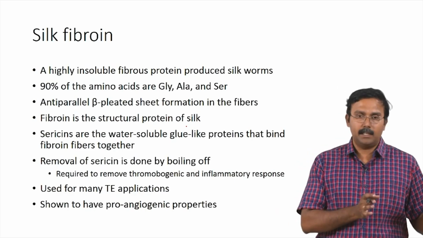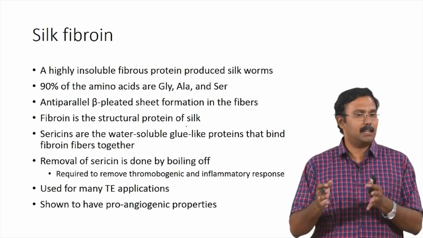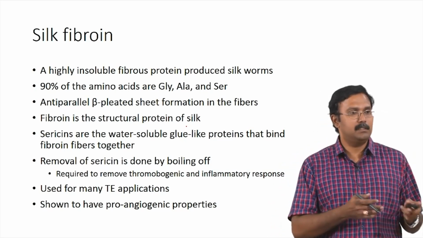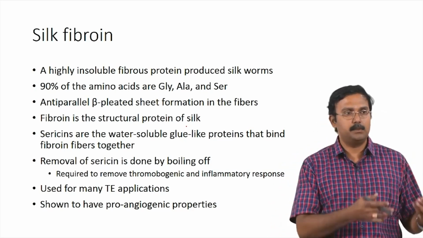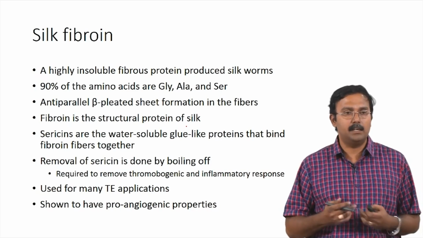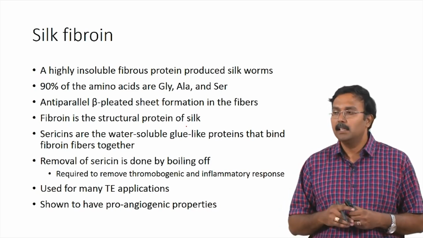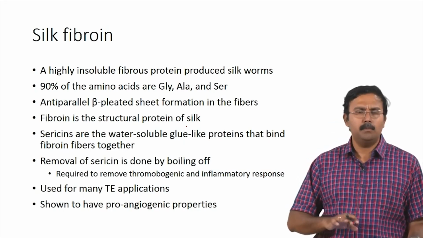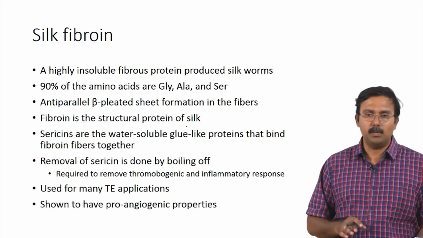So, these are the polysaccharides. Then the other class, which I said, is proteins. I am not going to go into collagen, elastin, laminin, which we dealt with in reasonable detail as part of extracellular matrix. So, we will talk about other proteins which are used. Here I have only about silk fibroin. There are other proteins as well which are used.